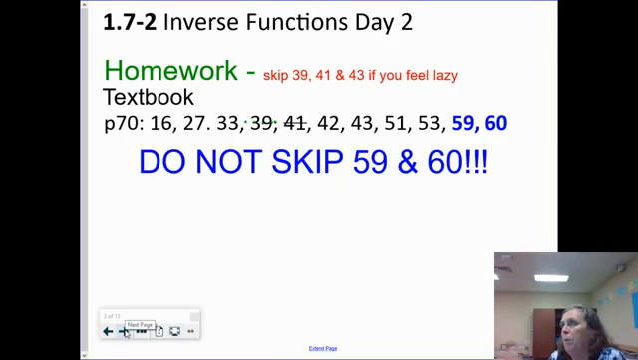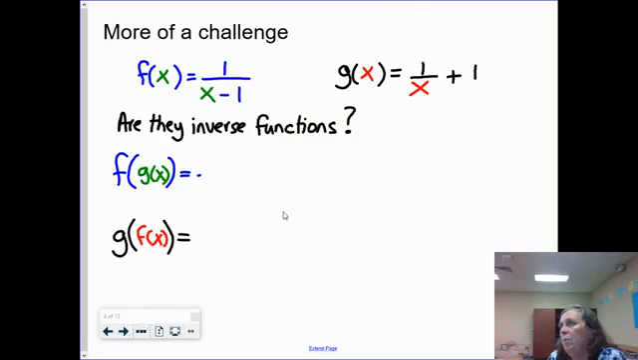Okay, super important. So let's look at what we're looking at today. More of a challenge. Do you want to try these? These are horrendous. Oh, what fun working with fractions. This is more difficult than you're going to get on your test, don't worry. But if you want a challenge, you go for this. Pause your video, give it a go. See where you get to.